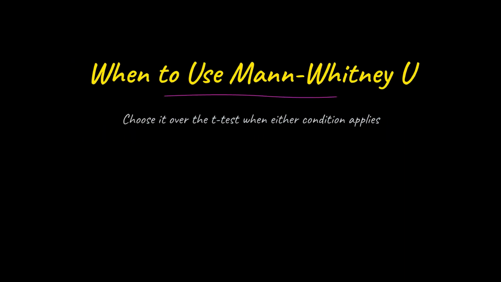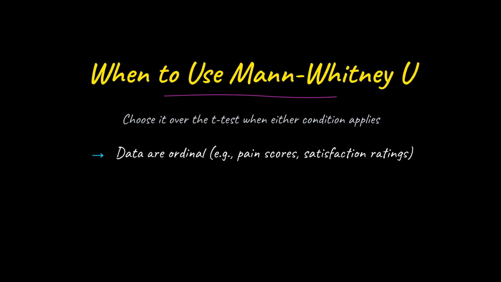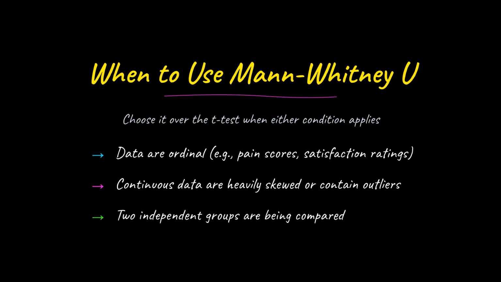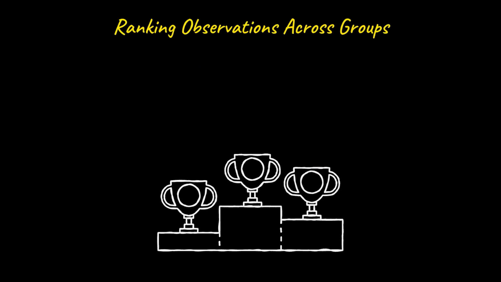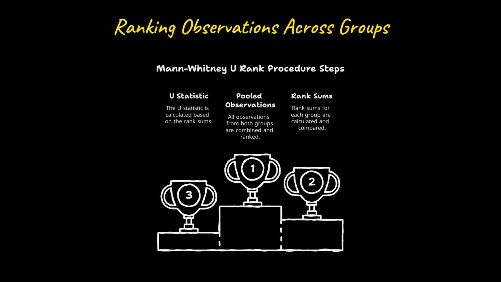Use Mann-Whitney when your data are ordinal, or when continuous data violate the normality assumption through skew or outliers. Both situations make the t-test invalid, and Mann-Whitney handles both. The core mechanism converts raw values into ranks.